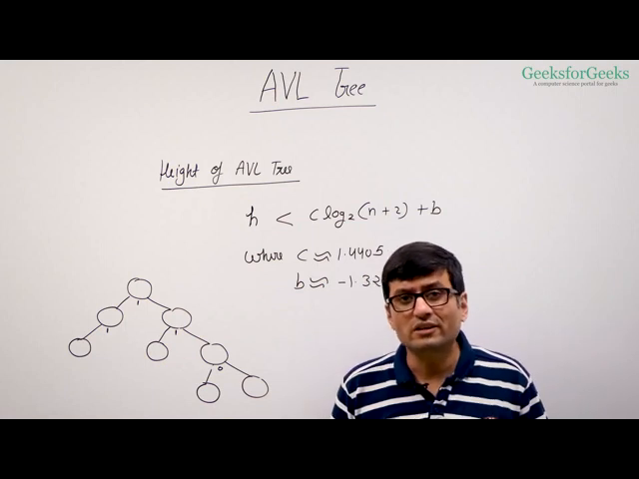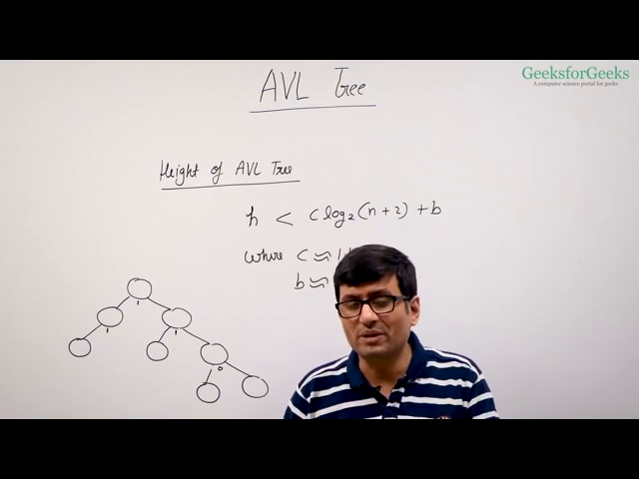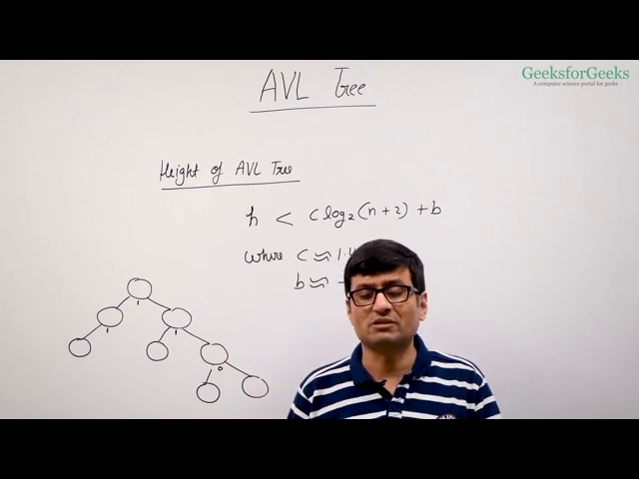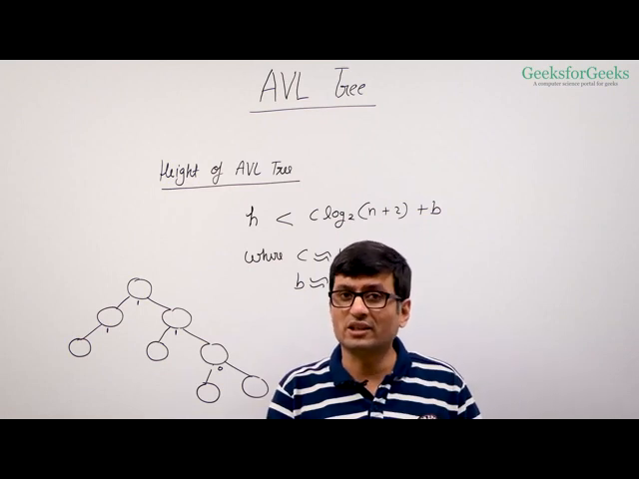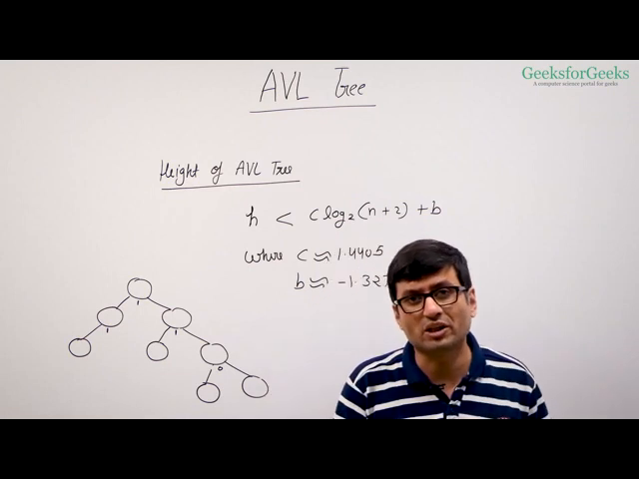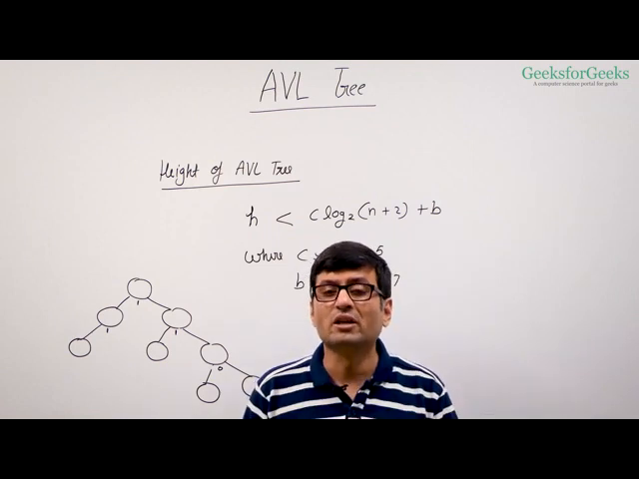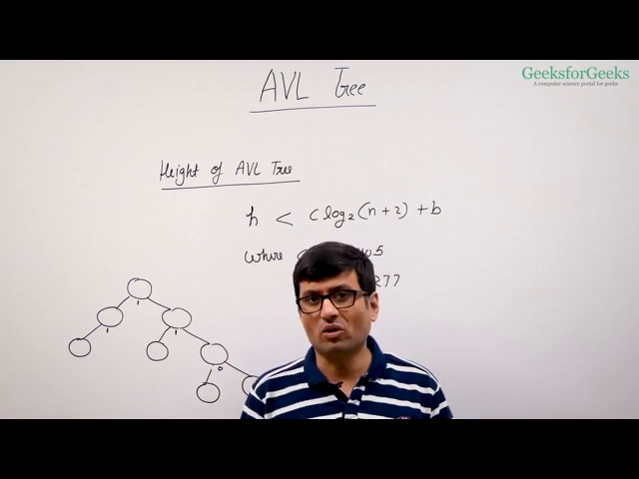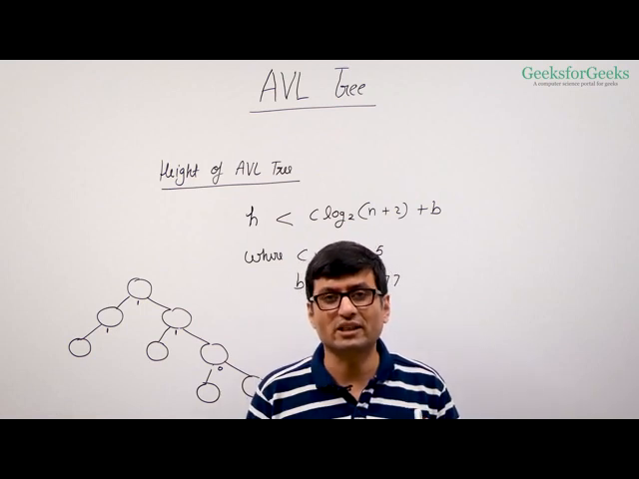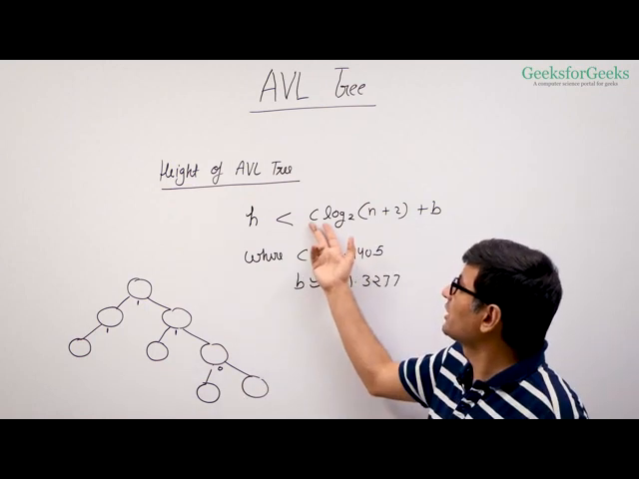So an AVL tree, even if it is slightly unbalanced, is very much considered balanced. It's very much strictly balanced if you compare it with other self-balancing BSTs like red black tree or splay tree. Splay tree can in fact have more than theta log n height. Red black tree has theta log n height but is not as strictly balanced as an AVL tree. When we talk about the height of an AVL tree, we'll see that the constant here is higher.